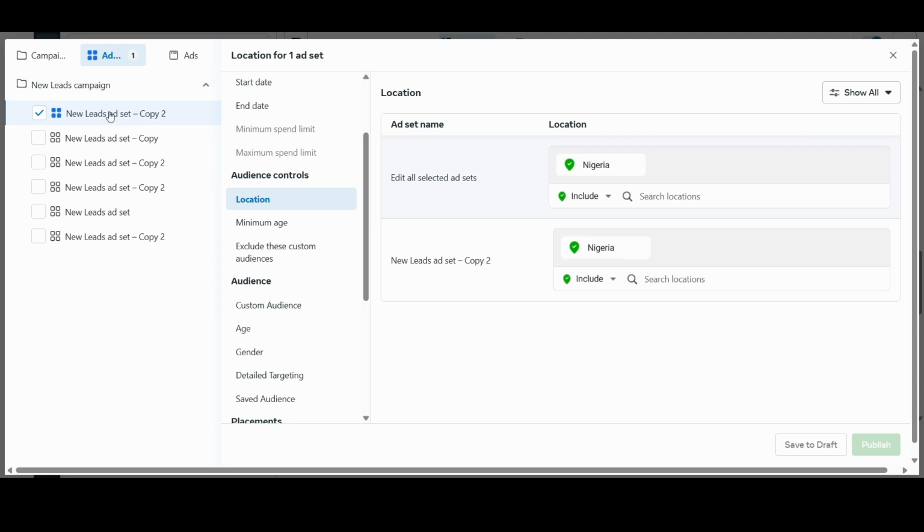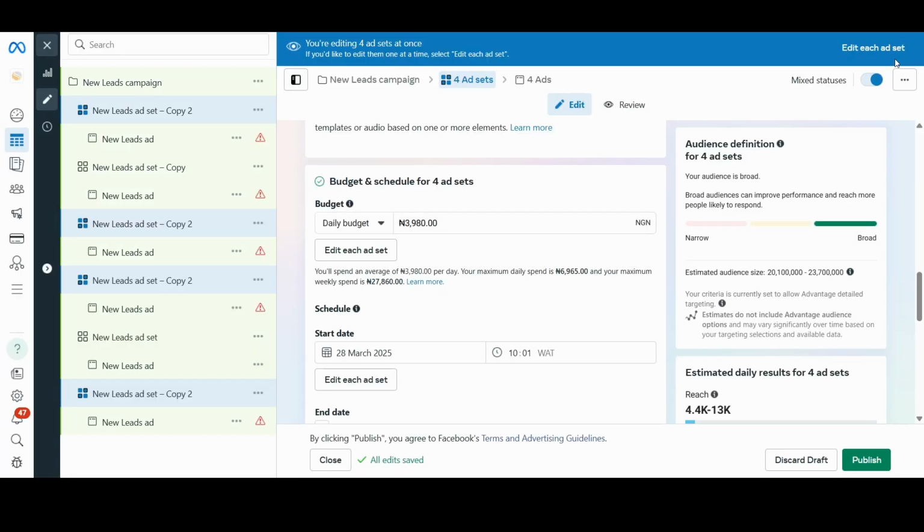But I have greater flexibility on what I want to do if I decide to run ABO, which is ad budget optimization. So at the ad set level, I can decide how much I want to spend on each ad. So that's how that works.